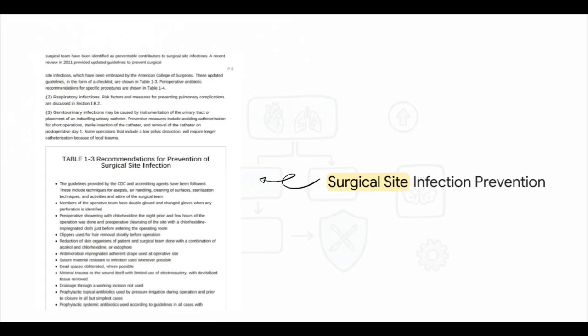Preoperative showering with chlorhexidine the night before and the morning of surgery is essential. If hair removal is necessary, you must use clippers. Never ever shave, because shaving creates tiny microabrasions that harbor bacteria. Also look at the metabolic control. All diabetic and hyperglycemic patients must receive tight perioperative glucose control. Specifically, you want to keep that blood glucose strictly under 180 milligrams per deciliter.